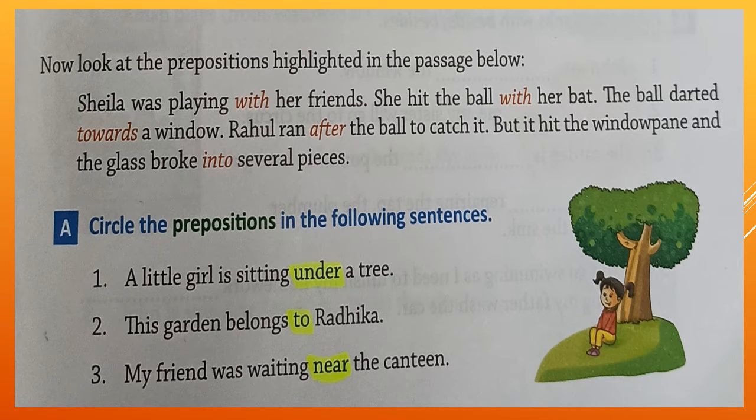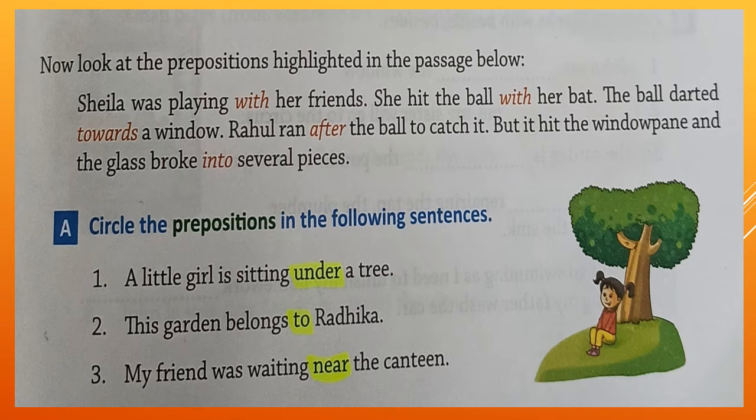Now look at the prepositions highlighted in the passage below. Sheila was playing with her friends. She hit the ball with her bat. The ball darted towards a window. Rahul ran after the ball to catch it, but it hit the window pane and the glass broke into several pieces. So children, can you mark which are the prepositions over here? Yes, these are the highlighted ones: with, towards, after, into. These are the prepositions in this passage.